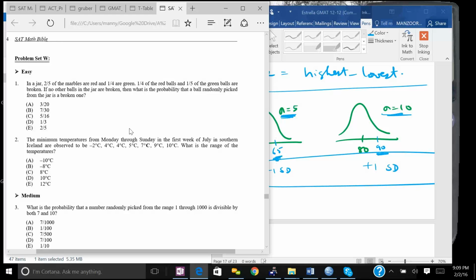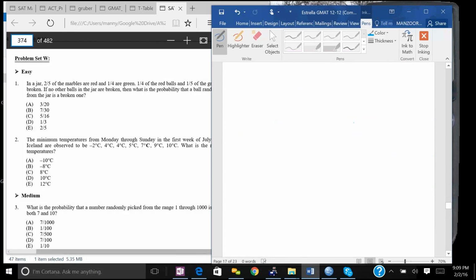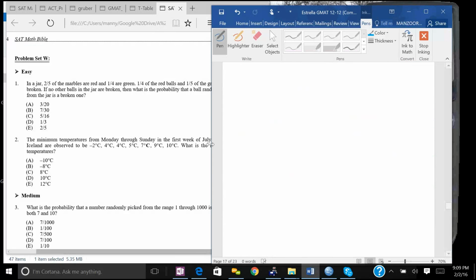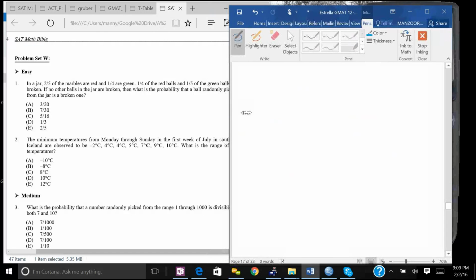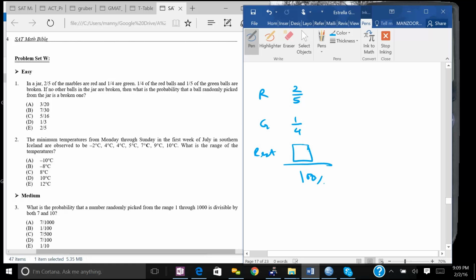You don't know? Okay. So what happens is, when you read the question, you have to see what clues they're giving you. Okay, you have to think like a detective. You can see that 2/5 of these are red. So red, 2/5. 1/4 are green. And whatever the rest of it is, the total will be 100%, right? Rest is the rest. Okay, we don't know about the rest.